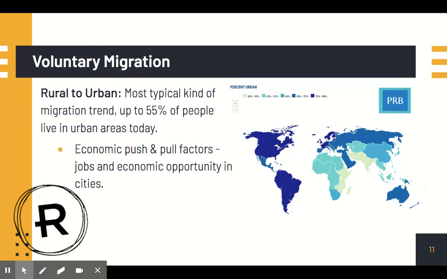Another voluntary migration example, rural to urban. The most kinds of migration are this type. About 55% of people live in urban areas today. So we're seeing this across the world. And this is primarily due to economic push and pull factors. So fewer jobs in rural areas, more jobs in urban areas.